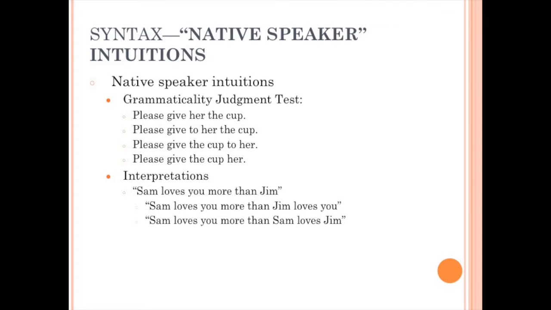Native speaker intuitions also give us insight into how expressions are interpreted. For example, a native speaker of English would recognize the ambiguity of the sentence, "Sam loves you more than Jim." This is an example sentence from Radford. So Sam loves you more than Jim. The sentence has two interpretations. Which of the interpretations of Sam loves you more than Jim do you think is most viable? Sam loves you more than Jim loves you, or Sam loves you more than Sam loves Jim? So asking for interpretations is another way that a linguist studying syntax can tap into native speaker intuitions.